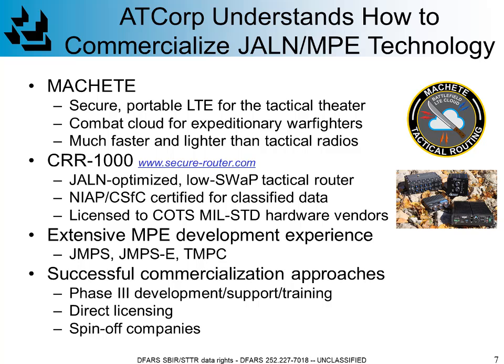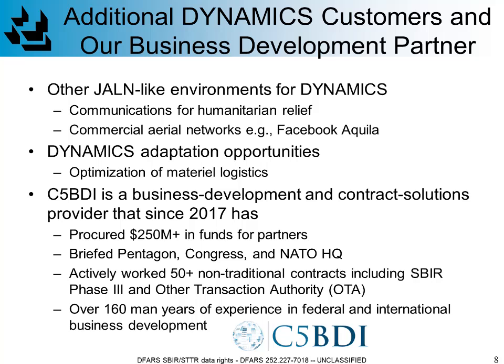We use a number of different commercialization strategies, including Phase 3 contracts, direct licensing agreements like we've done with our routers, and we've even created entire spin-off companies. There are opportunities beyond Bacon, too. Coast Guard contractors flew similar comm missions in Puerto Rico after Hurricane Maria. They could use Dynamics. Facebook and Google have plans for drone-based aerial networks.